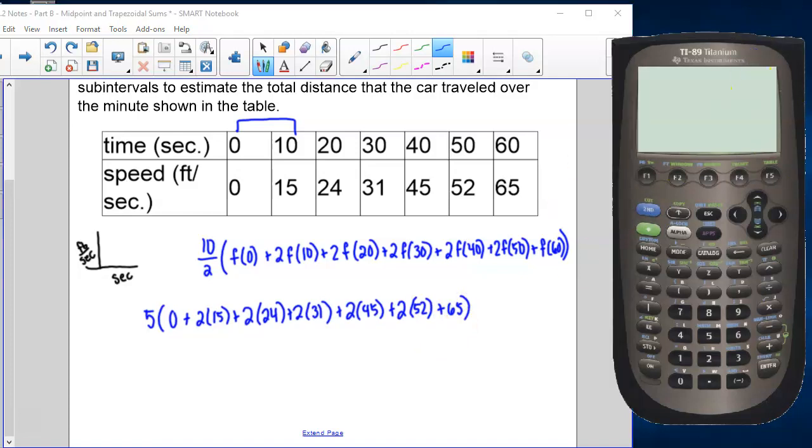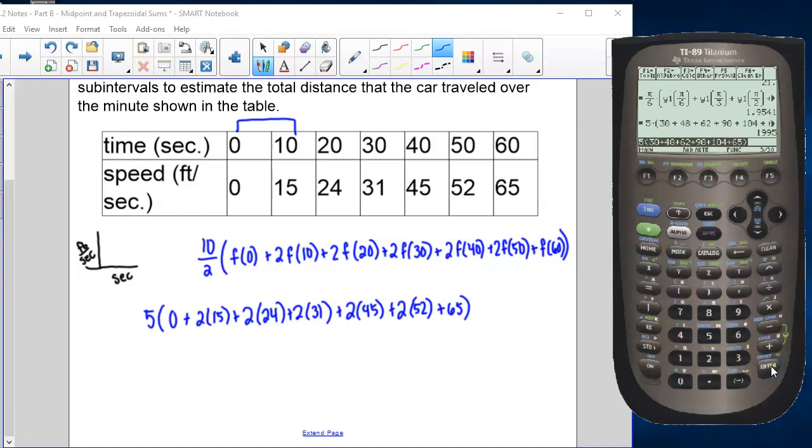And then sometimes this also allows them to give you these that are calculator inactive sometimes. Usually if it had these numbers, they'd give you the calculator. But sometimes they might give very small numbers where you could do it calculator inactive. But if we just check here, we would have 5 times 30 plus 48 plus 62 plus 90 plus 104 plus 65.